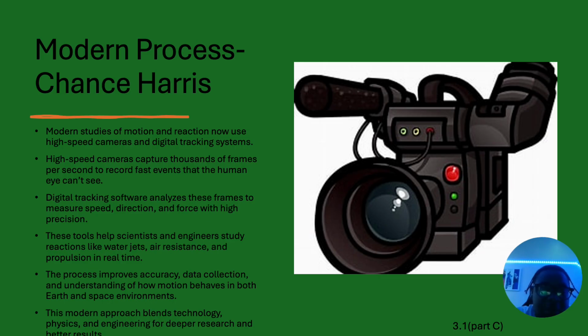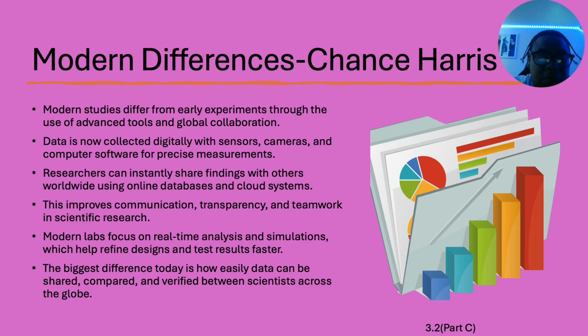For my modern process, I have high-speed cameras and digital tracking. Modern research uses advanced tools like high-speed cameras and digital tracking systems to study motion in detail. These cameras capture thousands of frames per second, letting us see movement too fast for the human eye. The tracking software measures speed, direction, and force with precision. This technology connects classic physics principles to modern day analysis.